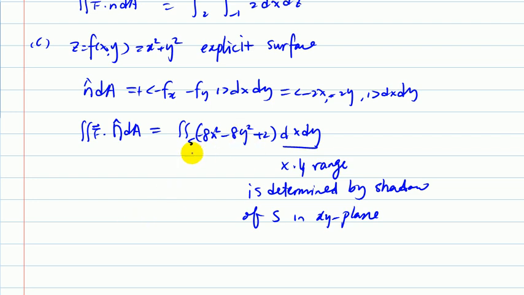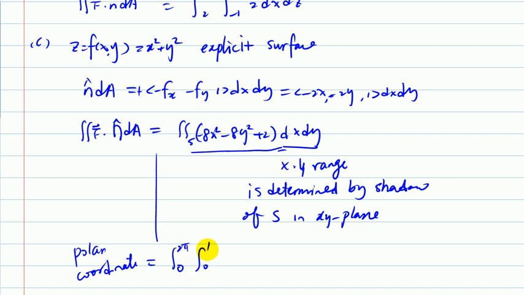So to do this double integral, we'll use polar coordinates. You will be able to transform this in terms of r and theta. Because the shadow is x squared plus y squared equal to 1, the range for theta is 0 to 2 pi, and the range for r is between 0 and 1. Substitute x, y properly, and that's what you're going to get.